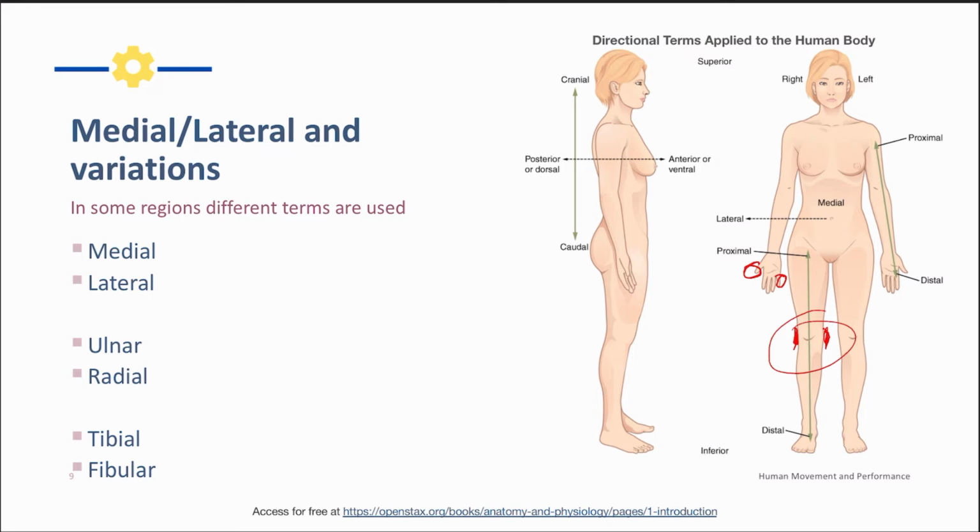Right? In the hand, sometimes they don't use medial and lateral, they use the terms ulnar and radial, because the ulna is on one side of the hand and the radial is on the other.